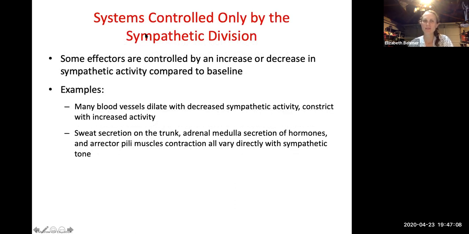All right, so some effectors are controlled by an increase or decrease in sympathetic activity compared to baseline. An example of this is blood vessels, which will dilate with decreased sympathetic activity and constrict with increased activity. Your blood vessels are all of your arteries and veins in your body, and they will constrict with increased sympathetic activity to try to increase blood pressure in the body itself. Sweat secretion, adrenal hormone secretion, and the erector pili muscle contraction all vary directly with your sympathetic tone as well. And again, when we're talking about sympathetic tone, we're talking about keeping activity baseline as much as possible, except in some sort of situation that would increase sympathetic activity.